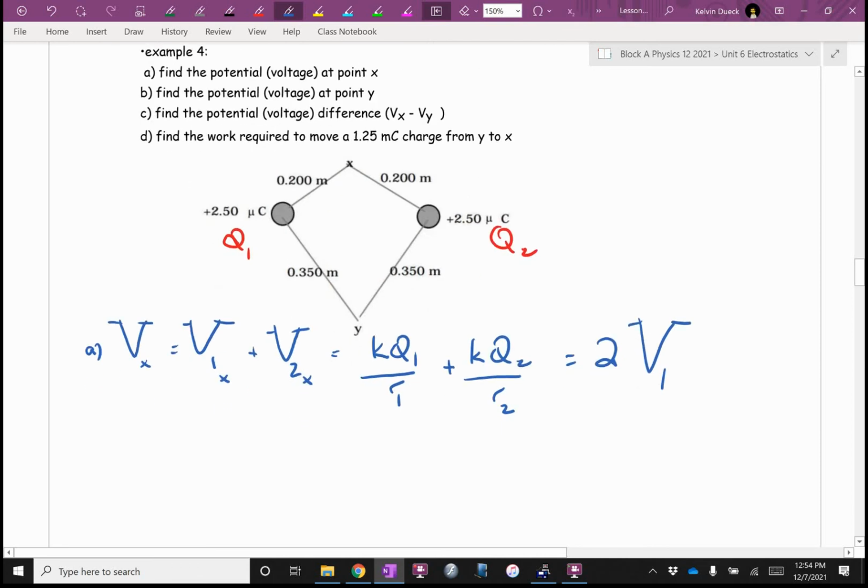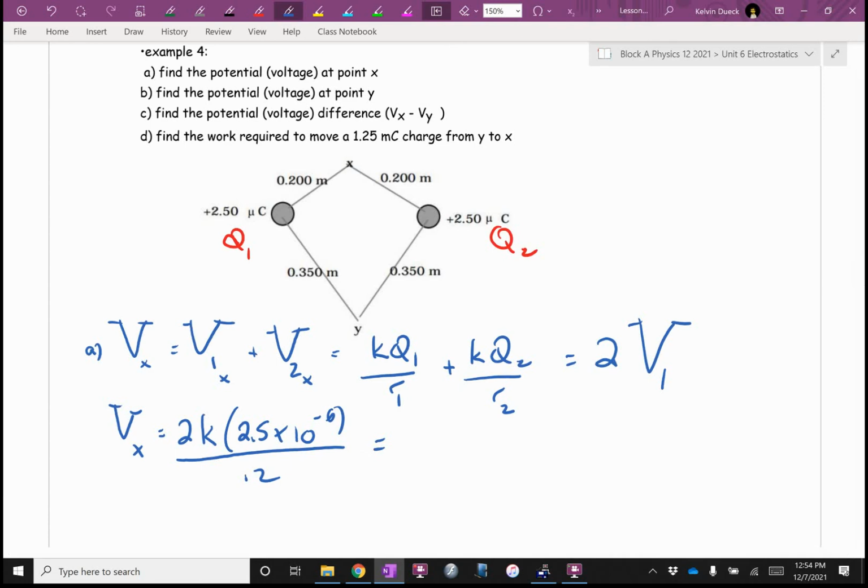Is that okay? So let's plug in our numbers and do that. The voltage at location X is going to be 2 times K times 2.5 microcoulombs over 0.2. What's the voltage at location X? This should work out nice, I think. 225,000 volts? Is that all right? I need a confirmation. Yes?